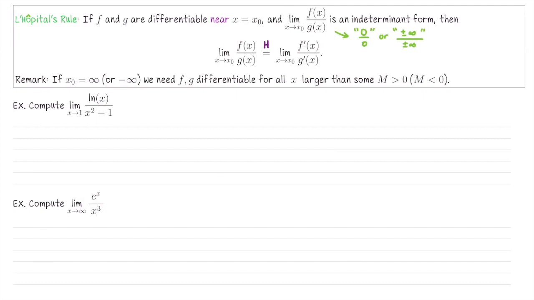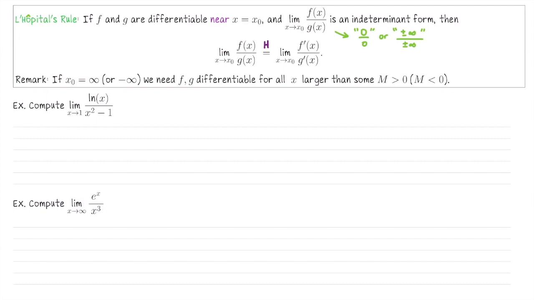I have a remark here at the bottom, which is that if we're taking the limit as x goes to infinity rather than a finite number, that's totally fine. In that case, you basically just need f and g to be differentiable. You can make precise exactly how you need f and g to be differentiable, but the idea is they need to be well-behaved functions as x goes to infinity. Usually that's going to be the case.